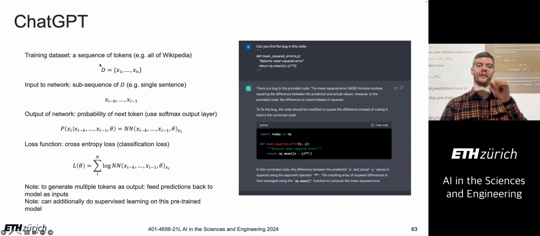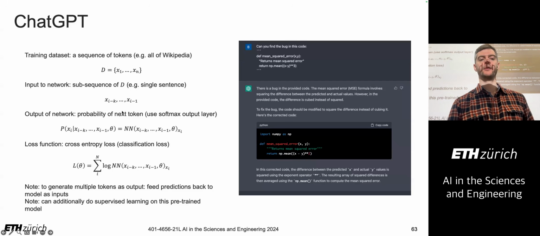And so what is the input to the network? What is the output? The input to the network is just a subsequence. This is, for example, a single sentence. This would be the question or the prompt that you feed ChatGPT. And then the output of the network, what is the network actually trying to predict? It's trying to do a classification, or an autoregression. It's saying, given this input sequence, what is the likely next token in that sequence? What is the next value?